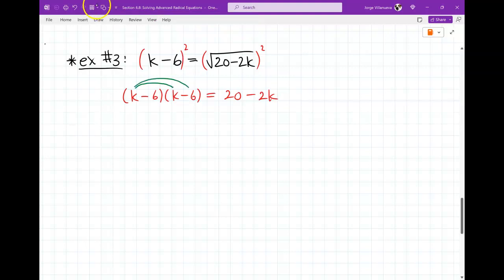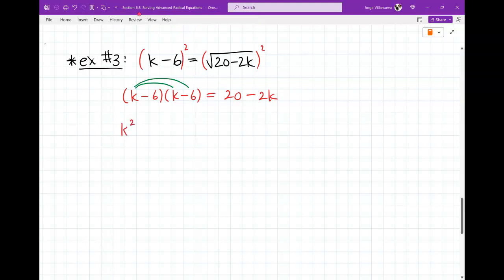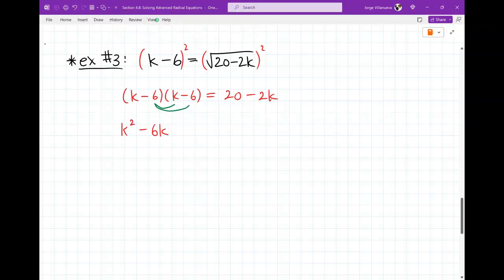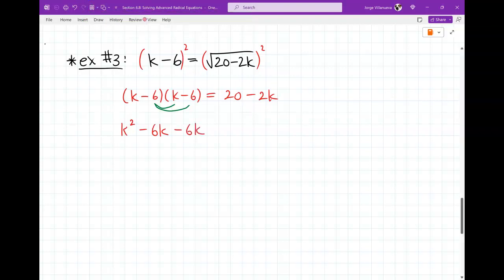Do the top part. Hopefully by now you guys can do this in your head, but if not, it's okay. K times K is K squared. Negative 6 times K is negative 6K. Now let's get rid of those green ones and draw them down here. So negative 6 times K is negative 6K again. And negative 6 times negative 6 is positive 36. The right side just stays the same. There's not much I can do with it for now.